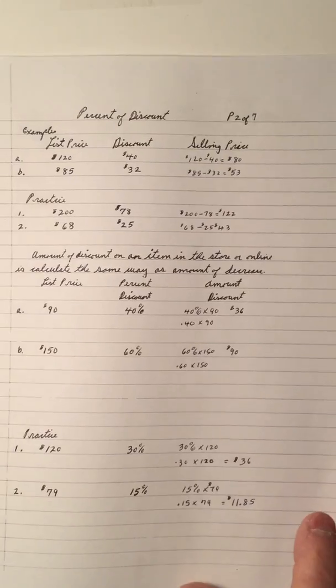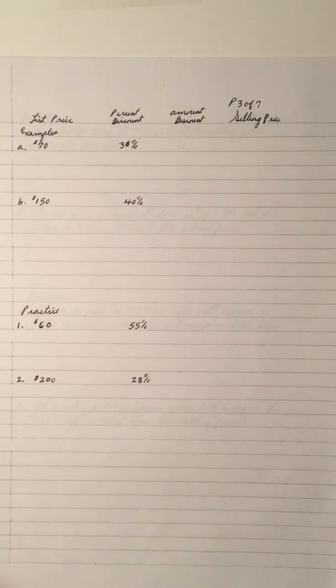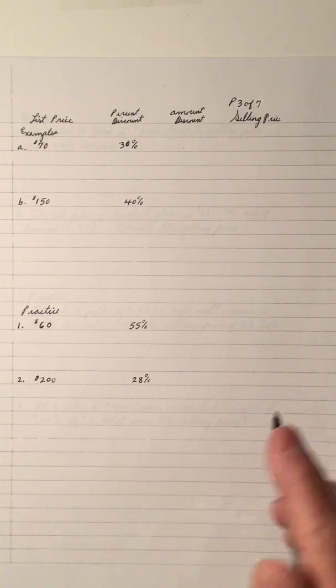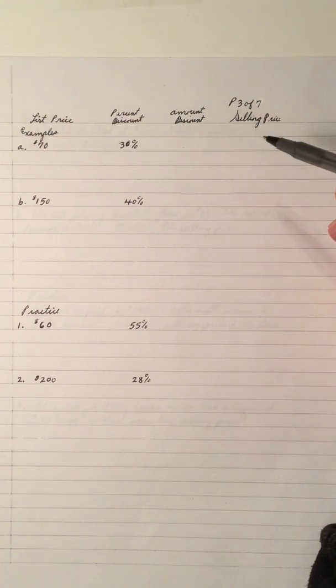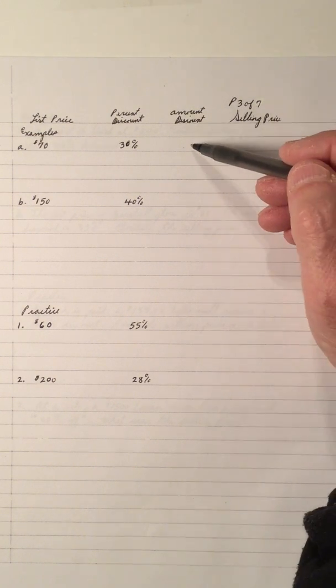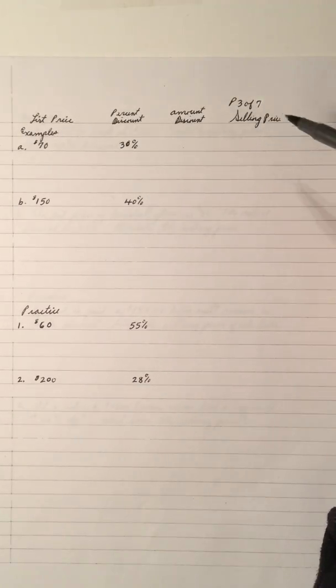Percent of discount. Okay, let's continue. Now, a similar problem, but now we're going to get the amount of discount, and then we're going to get the selling price. That's easy, because if you know your amount of discount, then subtract it from your list price and you get your selling price.